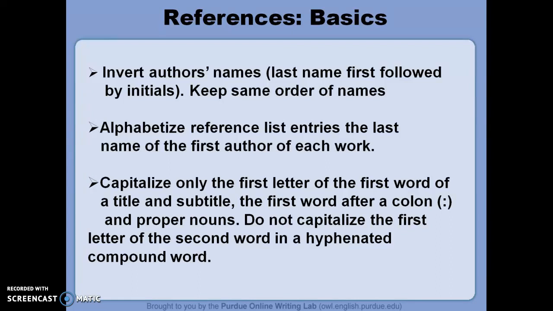Look at that last one. Capitalize only the first letter of the first word of a title and subtitle. This is for a title of a journal article. And then the first word after a colon. Also make sure that proper nouns, which are names of cities, names of studies, you know, if you are using the Beck's Depression Scale, if that's in the title, that is the name of the scale, so that remains capitalized because they're proper nouns.